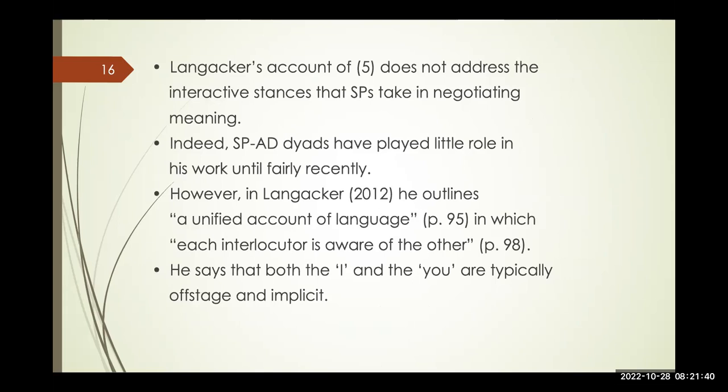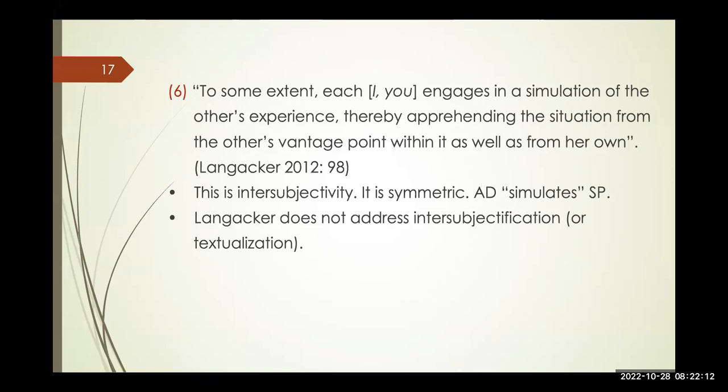He has not, until recently, been concerned with the interactive stances that speakers take in negotiating meaning. However, in a paper in 2012, he outlines what he called a unified account of language in which each interlocutor is aware of the other. He says both the I and the you are typically off stage and implicit. Here's another quote from him, this is 2012: To some extent, each, the I and the you, engages in a simulation of the other's experience, thereby apprehending the situation from the other's vantage point within it, as well as from her own.